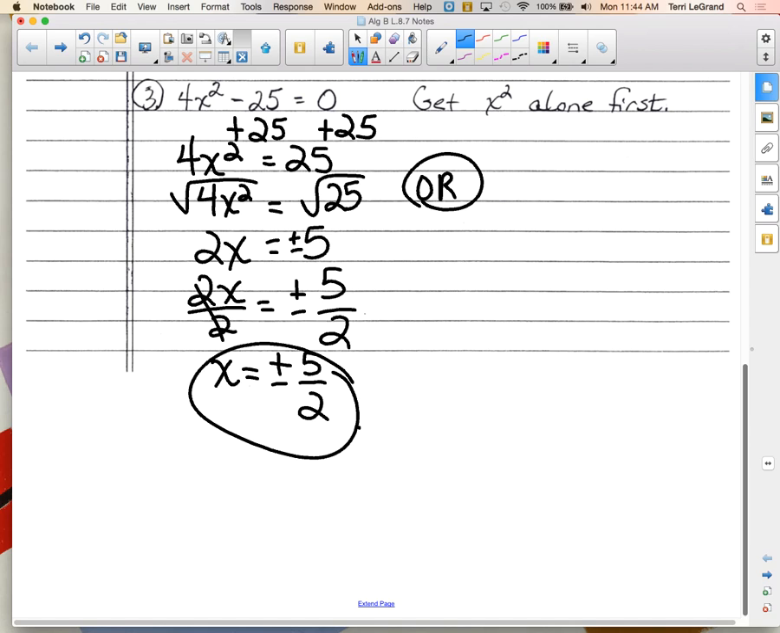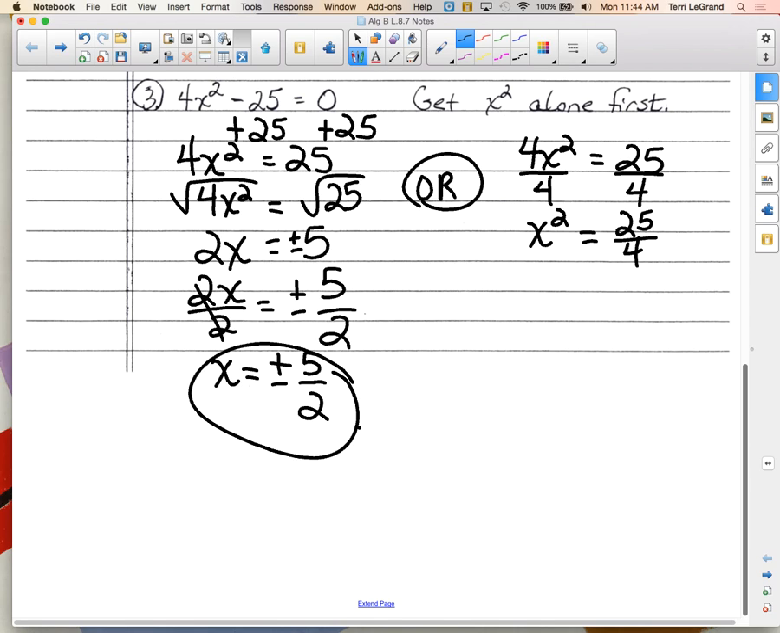The other thing we can do is when we're at this stage where we have 4x squared equals 25, we can get the x squared to be a 1x squared by doing what to both sides? Dividing by 4. Well, when we divide the left side by 4, we have x squared. Does 4 go into 25 a nice number of times? No. So there's no reason to change it to a mixed number because that's going to make it so ugly. It's not going to be any fun to work with. Let's just leave it like it is.